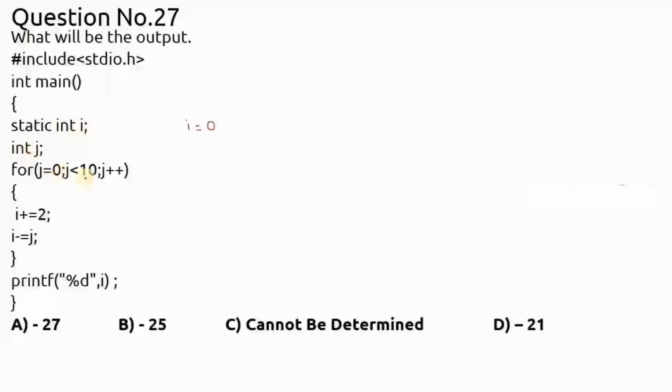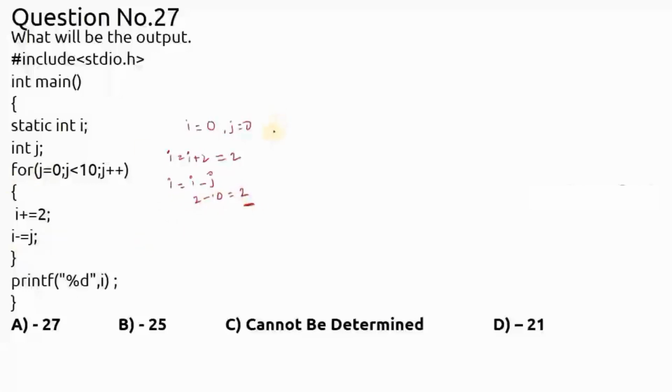So here, int j, j equals 0, j less than 10, i += 2, that means i equals i plus 2, so the value will become 2. Then i -= j, that means i equals i minus j. i value is 2, 2 minus j, and j is anyway 0, no? So 2 minus 0 is 2. So now finally the i value is 2.